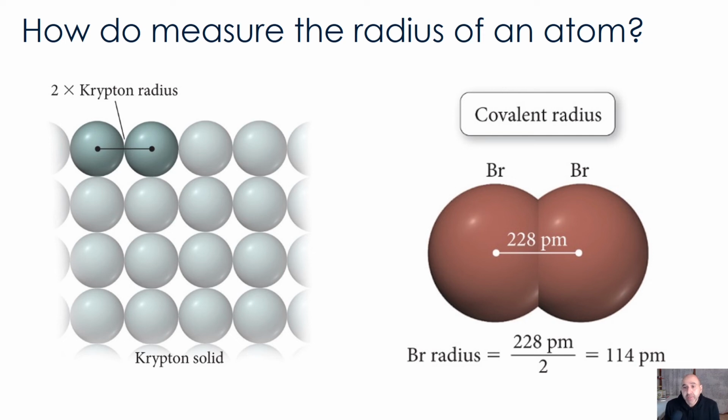Now, I can do the same thing for covalent compounds. If I do it for molecular bromine, for example, I can find out that the distance between the two nuclei of a bromine molecule is 228 picometers. And so half of that is 114 picometers. Now, it's important to realize that because of how covalent bonds form, if I use a covalent compound, the measured radius will be a little bit smaller because of orbital overlap. And we're going to talk a little bit later about how covalent bonds form.